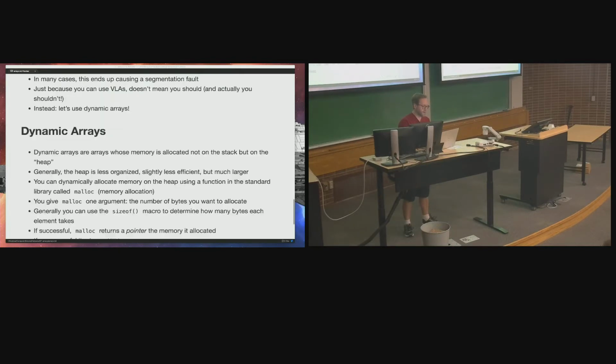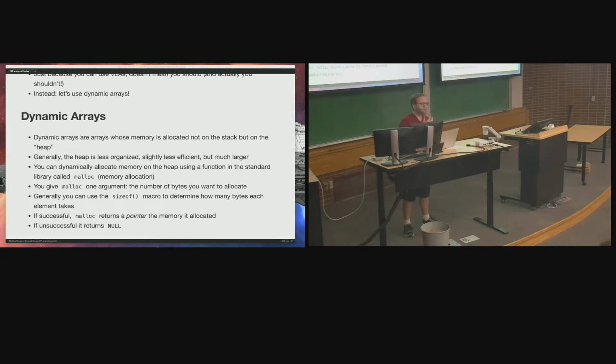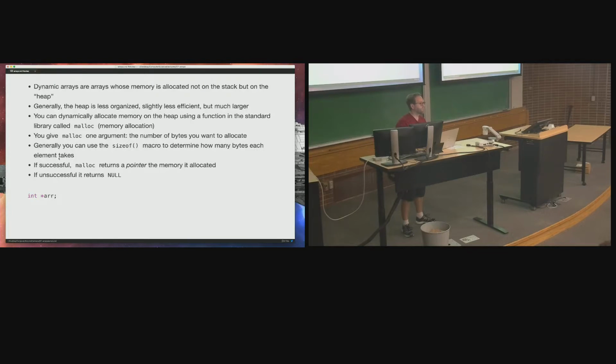Let's just look at an example here. I'm going to need a pointer to the array that is ultimately allocated. So the way that I can create a pointer is int star arr. Remember, this is how you declare a pointer. Now, this isn't the best code. What am I missing here? What is it pointing to at this point?